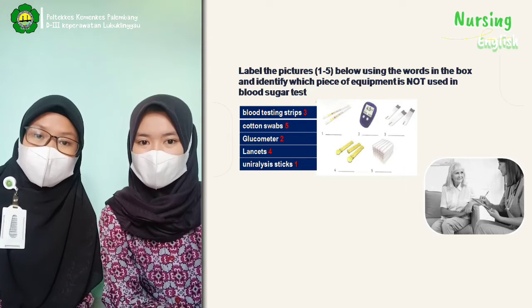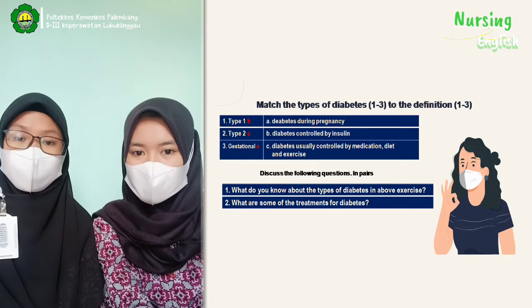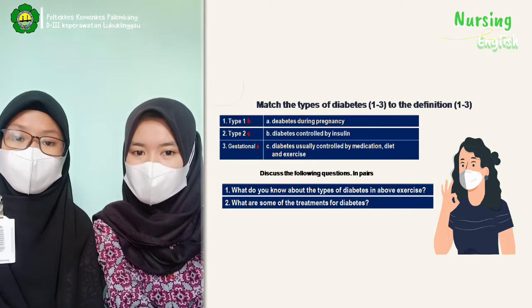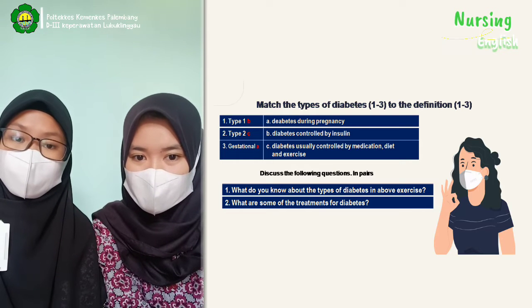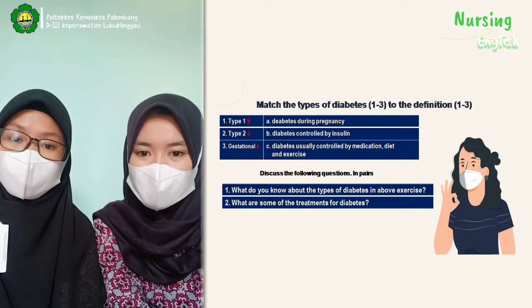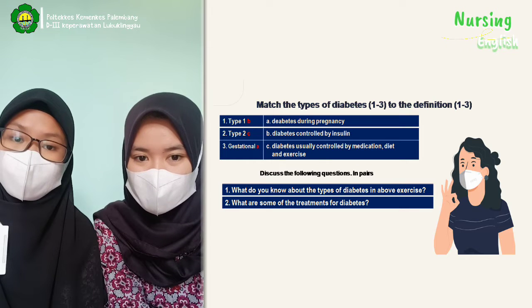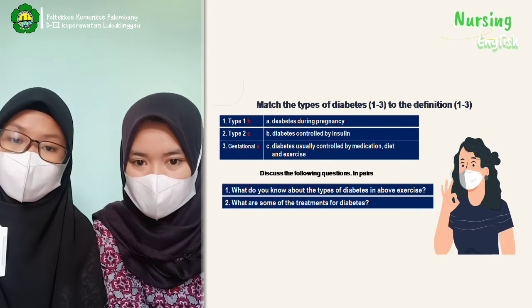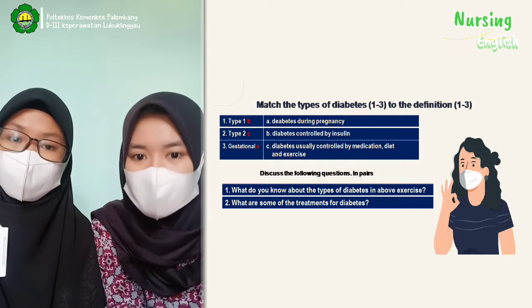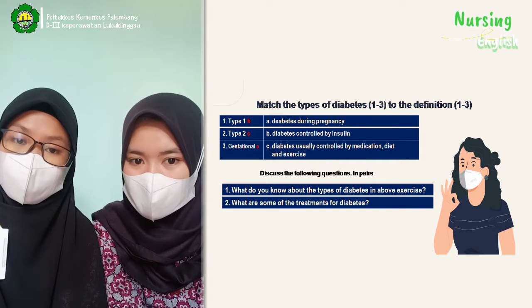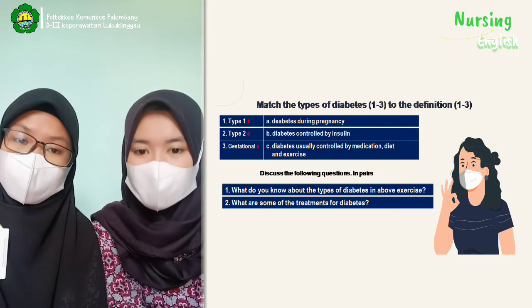Next, match the type of diabetes 1 to 3 to definition 1 to 3. Type 1, B. Diabetes controlled by insulin. Type 2, C. Diabetes usually controlled by medication, diet, and exercise. 3. Gestational, A. Diabetes during pregnancy.